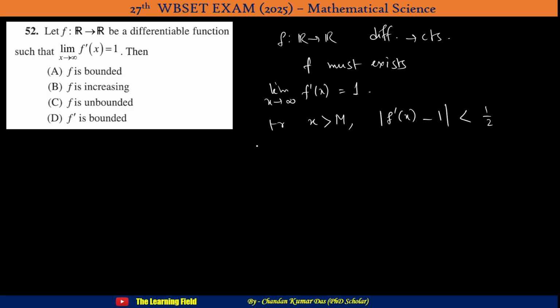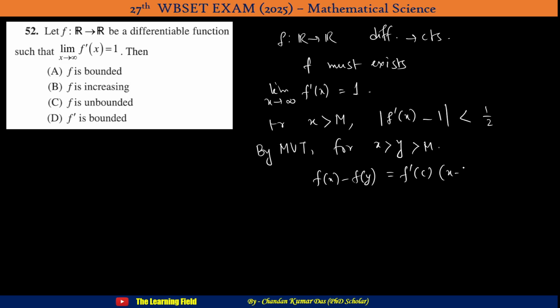Fine. That means by the mean value theorem, for x greater than y, both sufficiently larger than m, f x minus f y is obviously equal to f dash c into x minus y, where c belongs to x y or y x. And this is greater than half into x minus y.